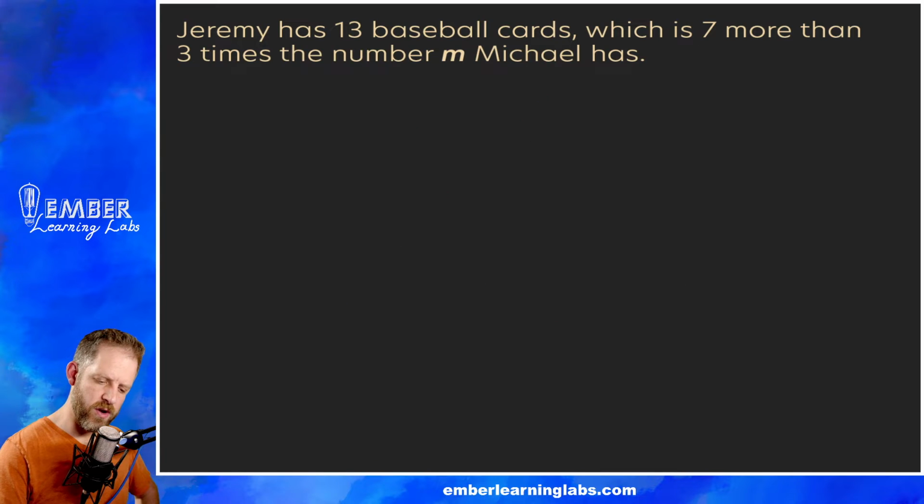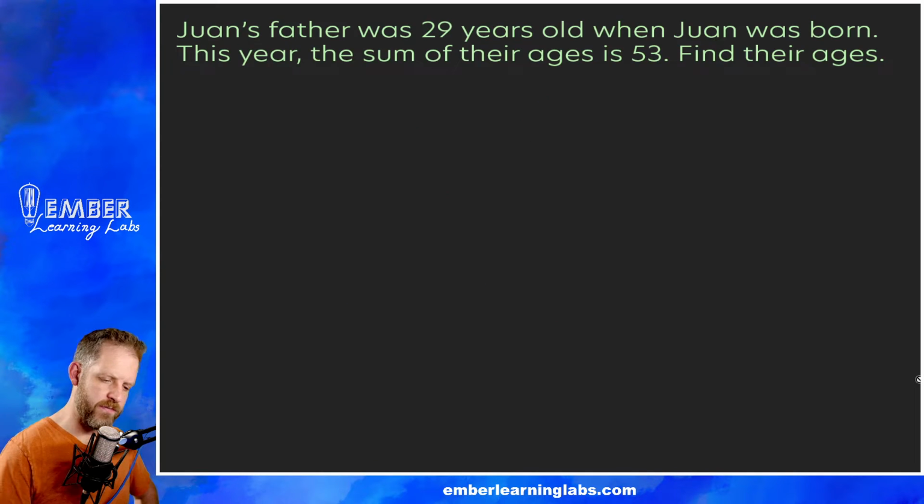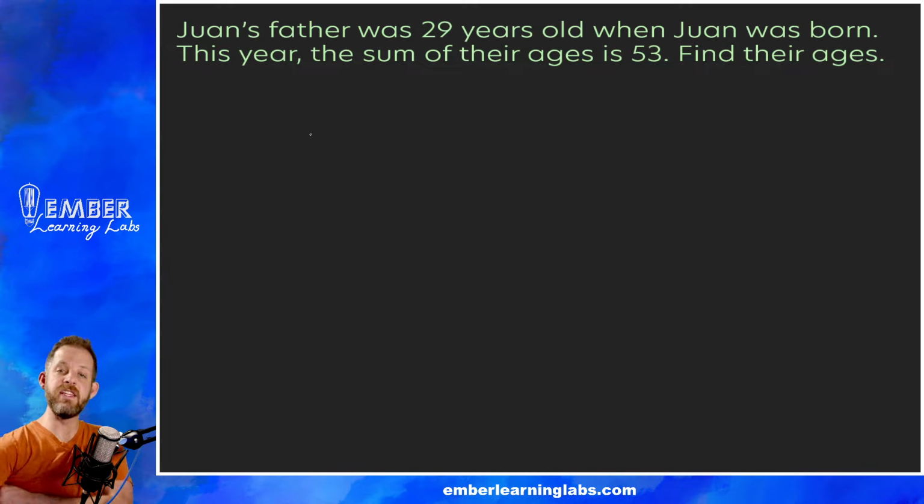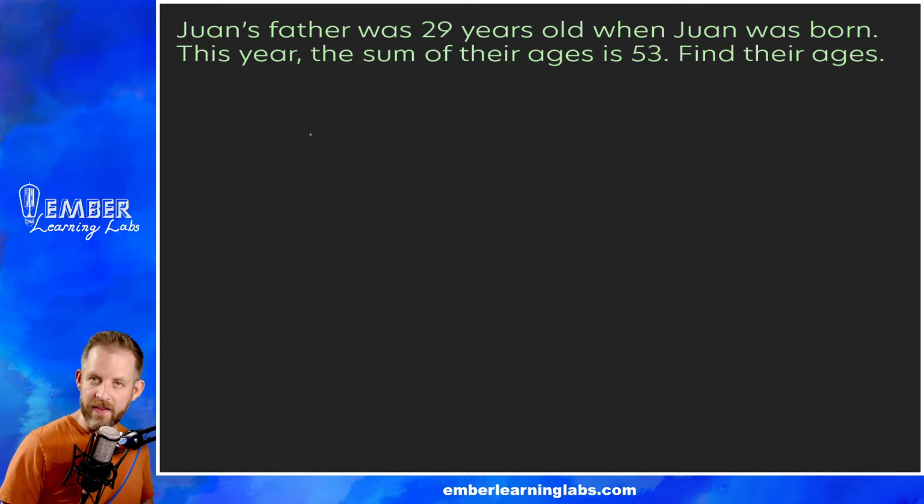Let's do one final example. Juan's father was 29 years old when Juan was born. This year, the sum of their ages is 53. We need to find their ages.